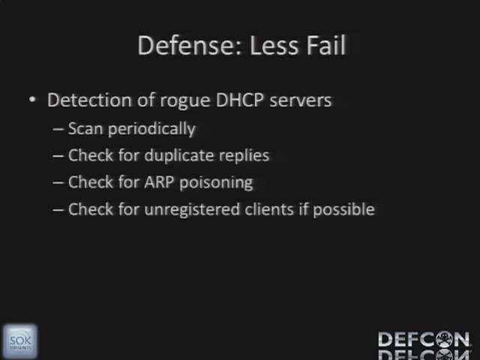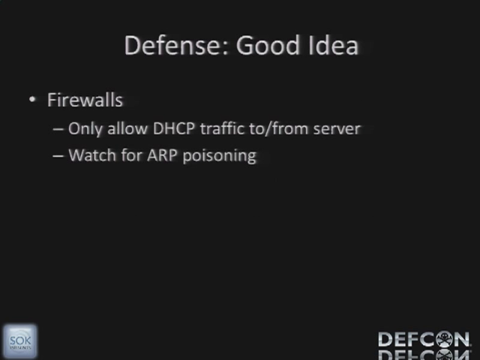And unregistered clients, if somebody was using the plug-into-the-switch style attack, that's one thing. So at least, hopefully, you have some mechanism of detecting anomalies like this on your network. A good idea would be with firewalls, or, for example, access control lists on your Cisco switch, to only allow DHCP traffic to and from your server, so not allowing DHCP servers somewhere else. That will be a very good idea for protecting this. Now, if you do it based on IP, you might have to watch for ARP poisoning, but you'll be in pretty good shape. So that's a good idea.